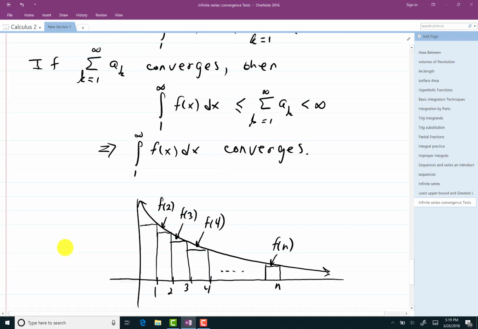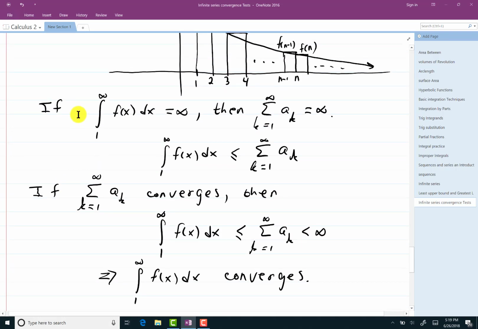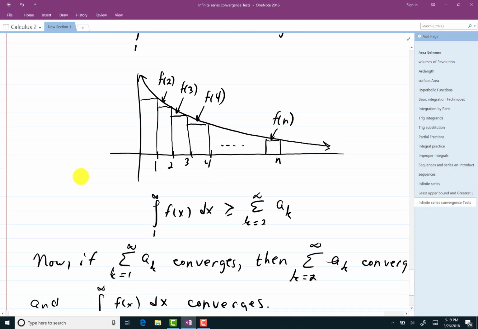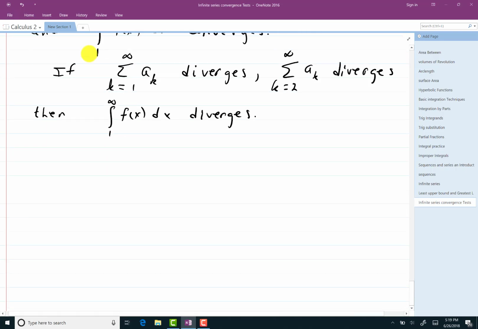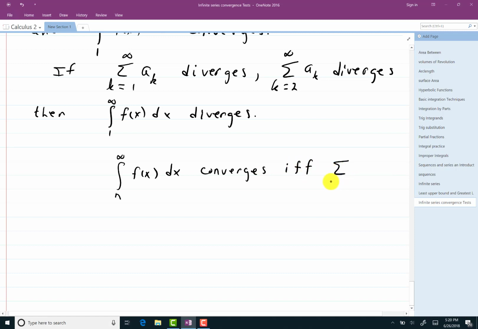Now on the other hand, what did we do? If the integral diverges, then so does the series. And right here, if the integral converges, so does the series. So basically what we have is f. It doesn't matter where you start. I could have started at something other than 1. So I'll put the integral from n to infinity f of x dx converges if and only if the summation k equals n to infinity a sub k converges.